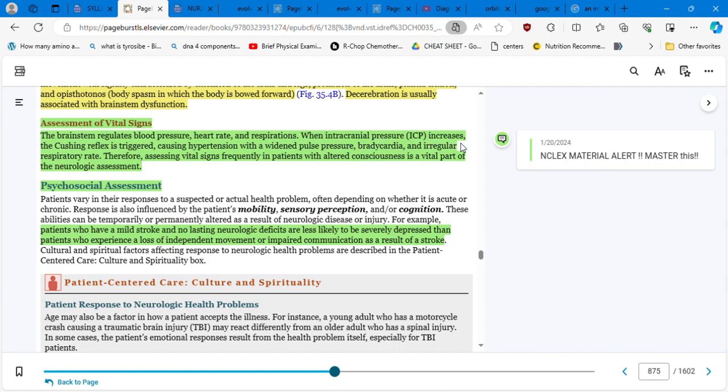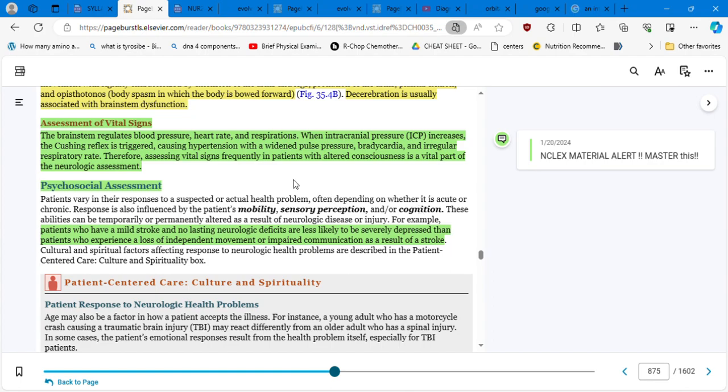When intracranial pressure increases, the Cushing reflex is triggered, causing hypertension with a widened pulse pressure, bradycardia, and irregular respiratory rate. And this is an NCLEX material alert. Master this, the Cushing reflex, okay? They are going to present scenarios with numeric values for heart rate, respiratory rate, and blood pressure, and they are going to ask you if these signs are related to intracranial pressure. They are going to present different values, so you have to master this, know your blood pressure, respiration, and heart rate levels, so you can identify which are related to the Cushing reflex.